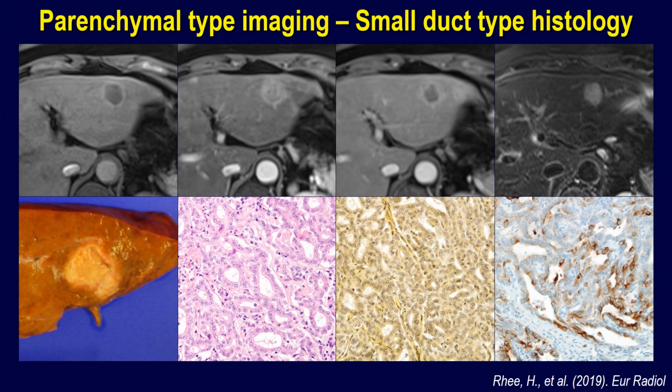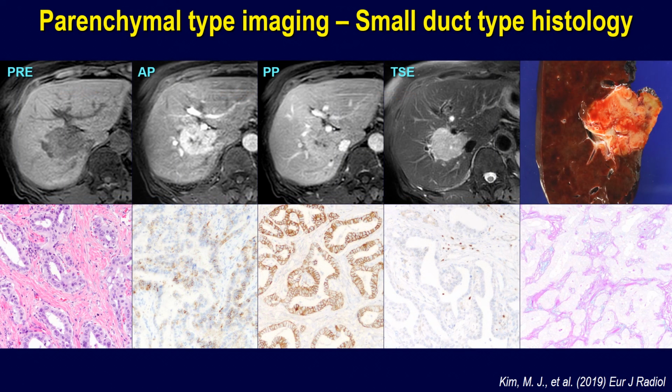In fact, this case shows a parenchymal type tumor on imaging that corresponds to a small duct type on histological examination. We see a hypervascular parenchymal type tumor without ductal dilation, periductal spread, or background biliary pathology on imaging. Histologically, the tumor shows small duct features on H&E stain with absence of expression of mucin or CRP.